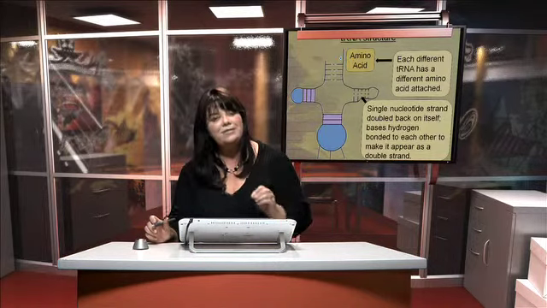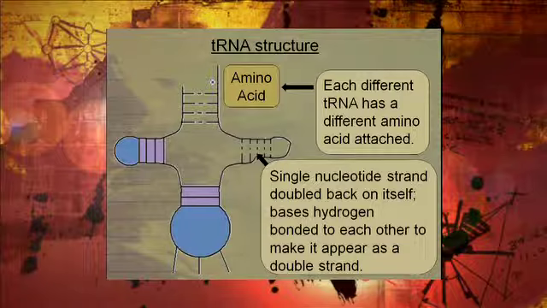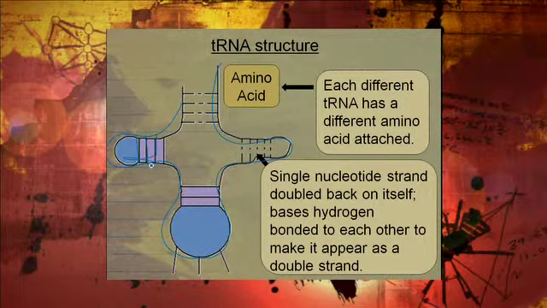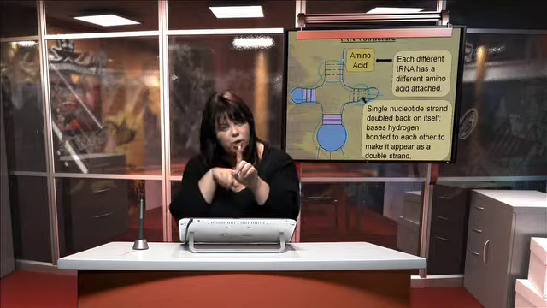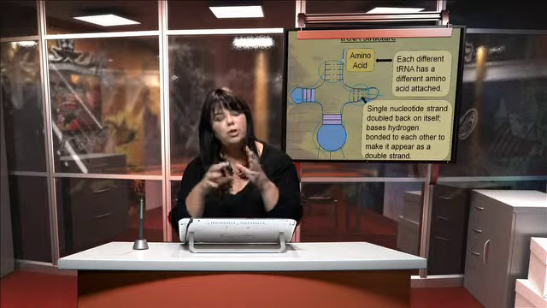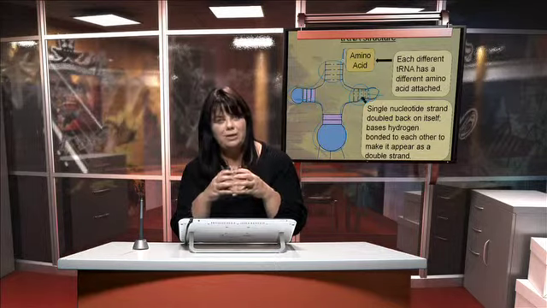There's an interesting thing about this molecule. It is a single strand of RNA that is folded back on itself. And where it folds back on itself, it bonds complementary, almost in the fashion of DNA. So it's like a paper clip. It curls around, doubles back on itself, and then little bonds are formed to hold that molecule together.